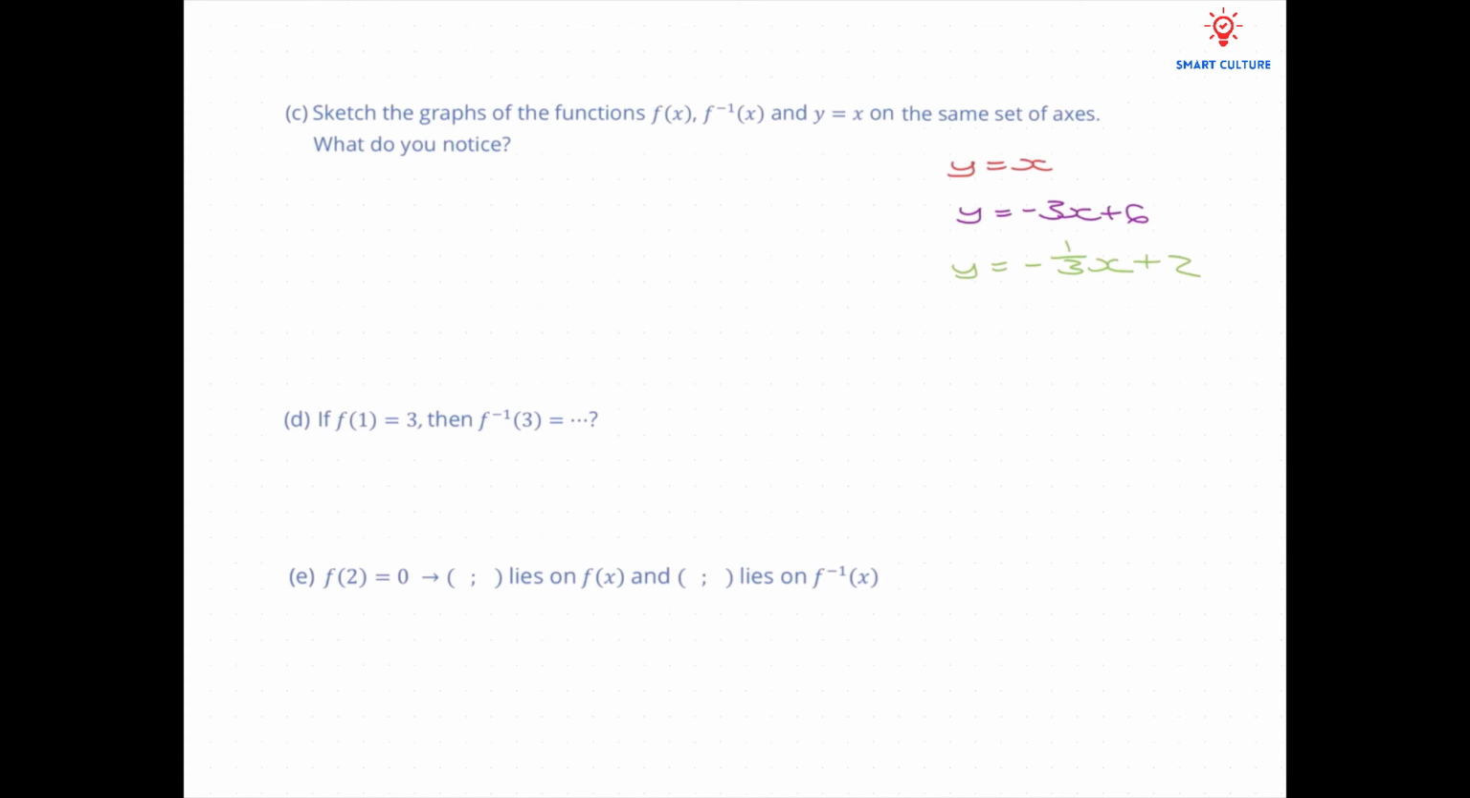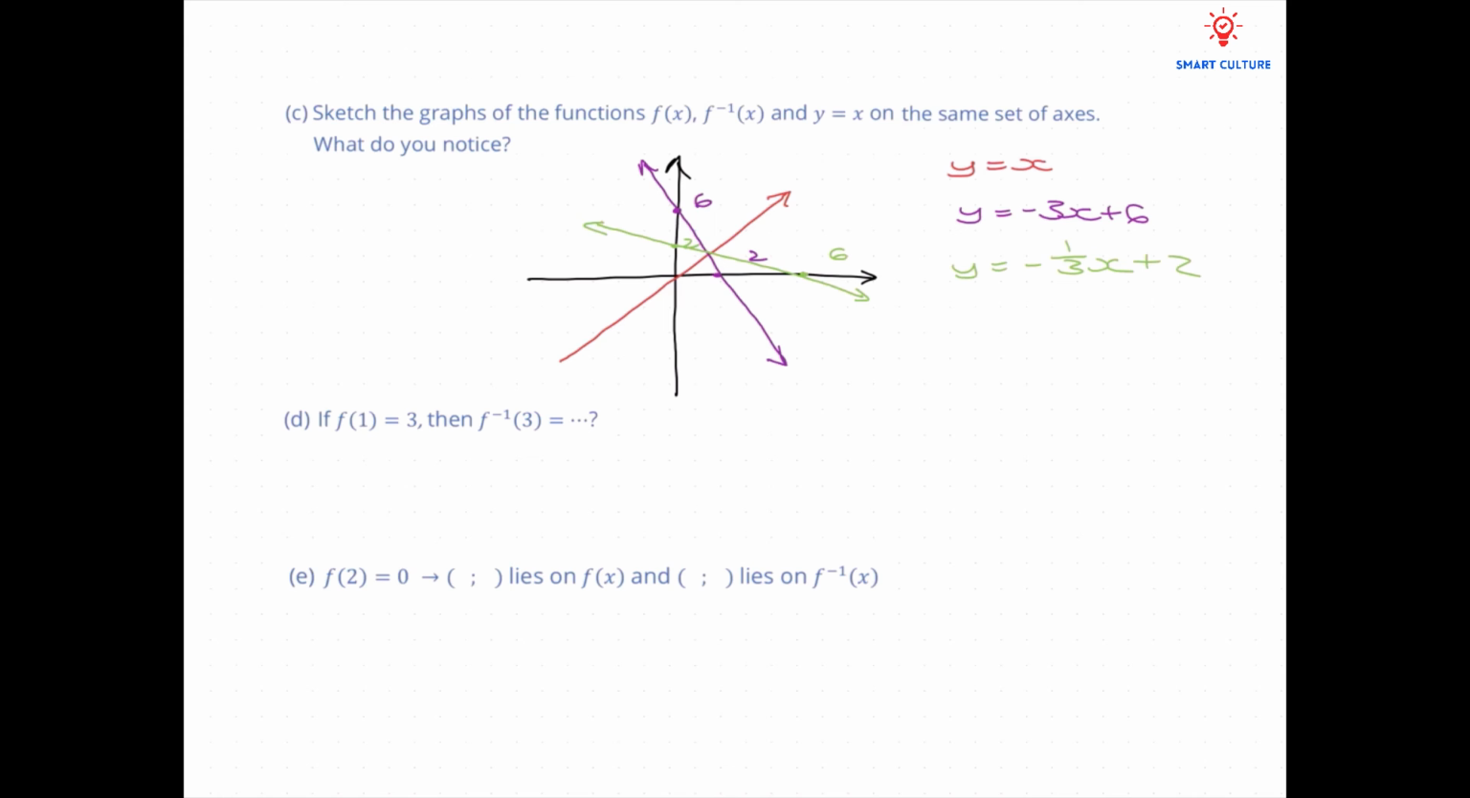For c, they asked us to sketch the graphs of the functions f of x, the inverse of f of x, and y is equal to x on the same set of axes. So we're going to place our axes over here. We're going to sketch y is equal to x first. So that's a straight line with a gradient of 1, and it goes through the origin. Next, for minus 3x plus 6, we're going to have our y-intercept at 6 and our x-intercept at 2. And that line has a gradient of minus 3. And then for our inverse, it's now going to be flipped around. So our y-intercept is at 2 and our x-intercept is at 6. That one has a gradient of minus a third.